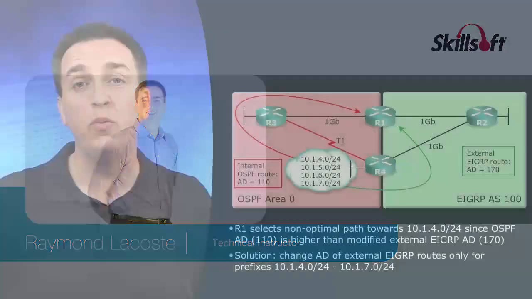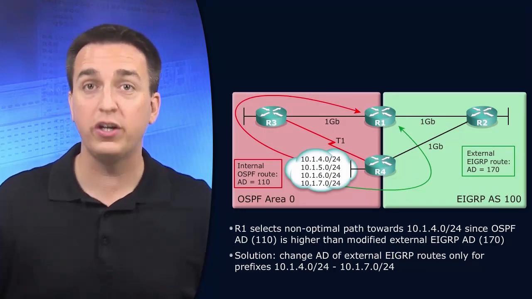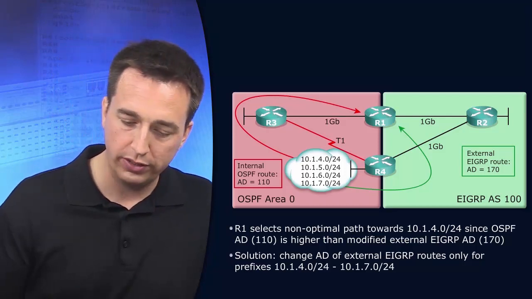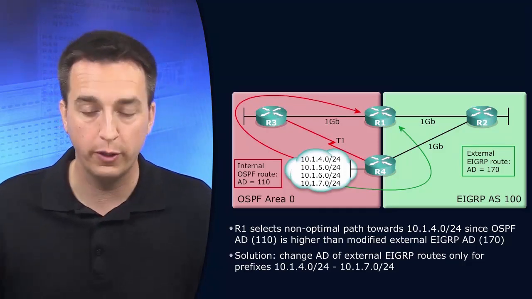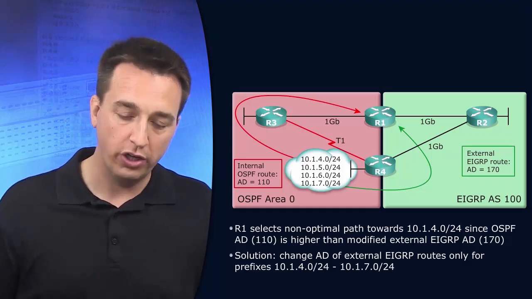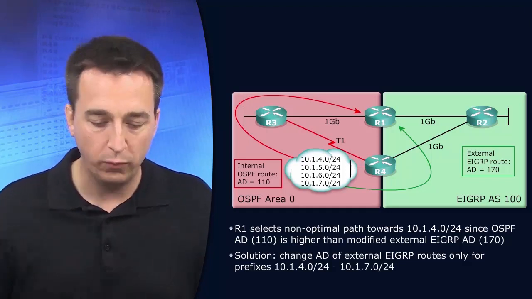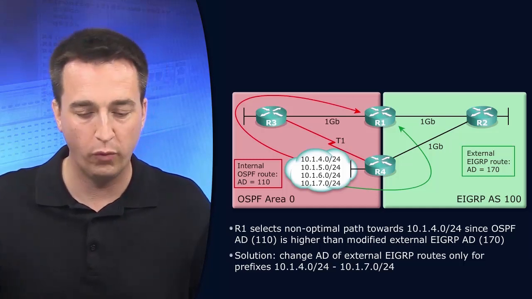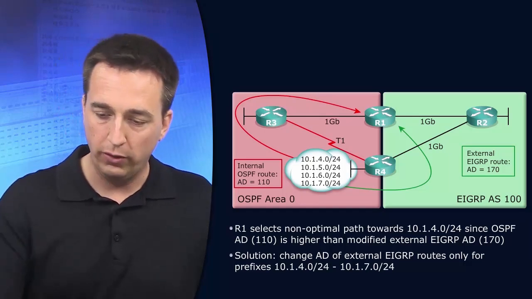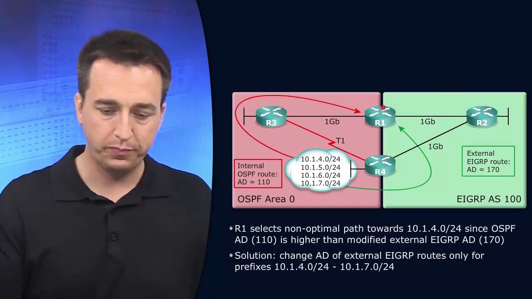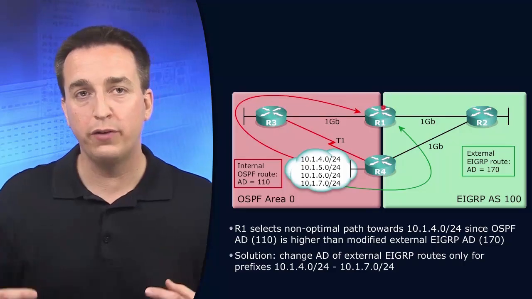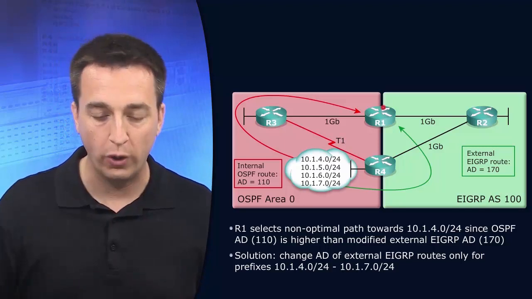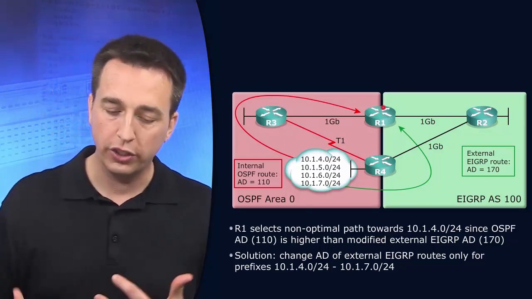Let's look at an example where administrative distance is going to cause suboptimal path selection. Let's focus right now on just the 10.1.4.0/24 network, and we are going to perform redistribution on R4 and redistribute that OSPF route into the EIGRP autonomous system of 100. In addition to that, we're going to focus on what happens to R1 specifically here, with the two different routes it learns about for 10.1.4.0/24. It's going to learn it from OSPF, and it's going to learn it from EIGRP.